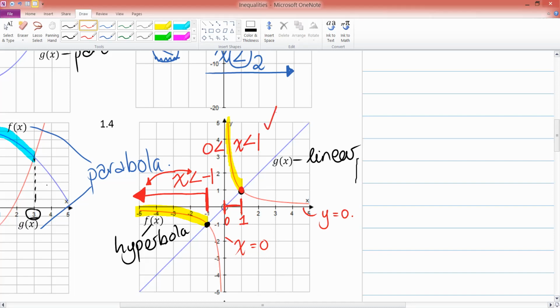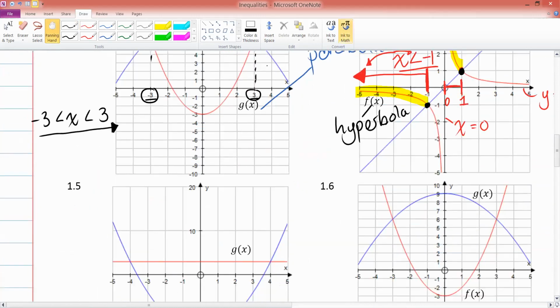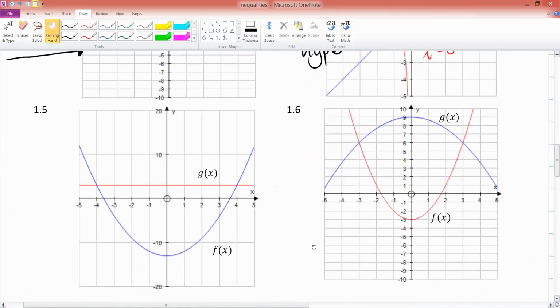Okay. So this one, 1.4, was your more complicated type question, because you had two portions on the hyperbola that you had highlighted that were strictly above your blue graph. So like I said, remember, if you have two portions or two parts of your graph, you're going to have two separate answers like we do here. So that was 1.4. Let's look at 1.5.